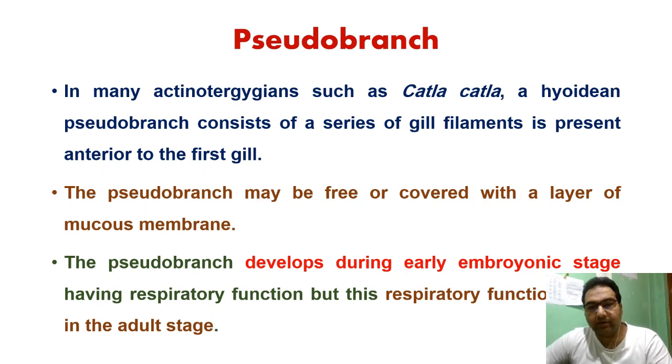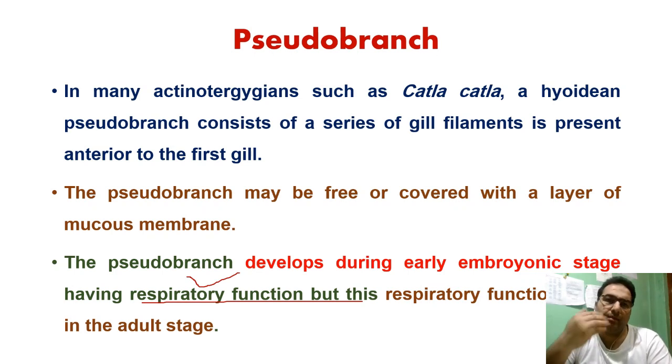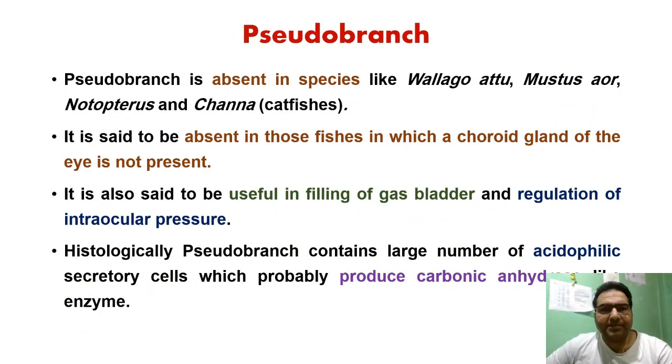The pseudobranch develops during the early embryonic stage and has a respiratory function. I have told you in the earlier slide that this respiratory function is lost during the adult stage. The pseudobranch is absent in species like Wallago attu, some catfishes like Mystus, featherbacks like Notopterus chitala, and Channa species.